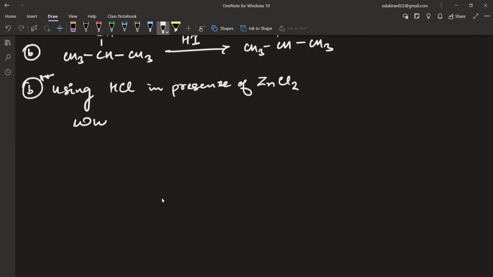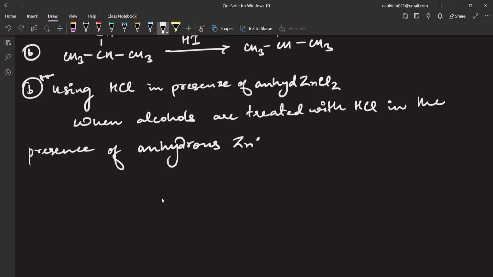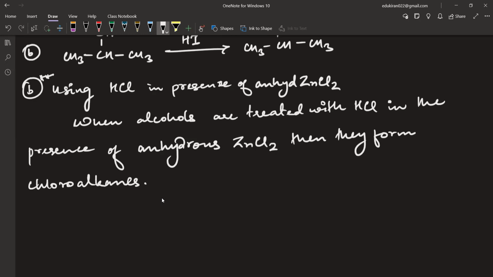Please write here when alcohols are treated with HCl in the presence of anhydrous ZnCl2. Write anhydrous also. Anhydrous ZnCl2. Then they form chloroalkanes. Okay, then they form chloroalkanes.